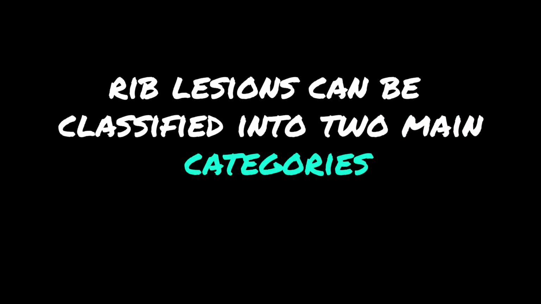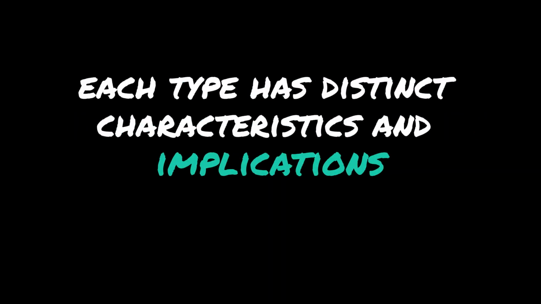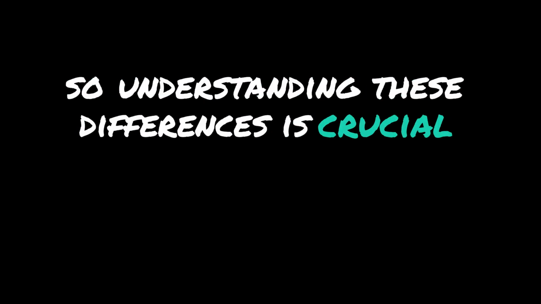Let's dive into the first topic of our podcast, focusing on rib lesions. Rib lesions can be classified into two main categories, benign and aggressive. Each type has distinct characteristics and implications, so understanding these differences is crucial for accurate diagnosis and management.